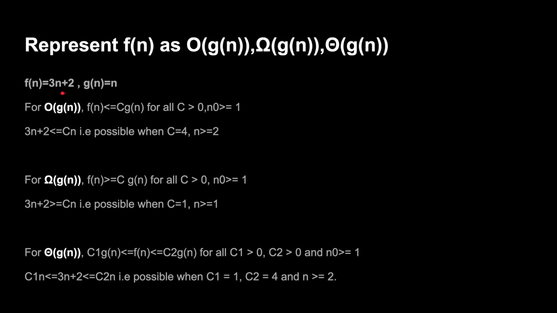By putting the values of f of n and g of n in this equation, or you can say in this condition, we get that c1 should be equal to 1 and c2 should be equal to 4 and n should be greater than or equal to 2. Then only we can represent f of n as theta notation of g of n.